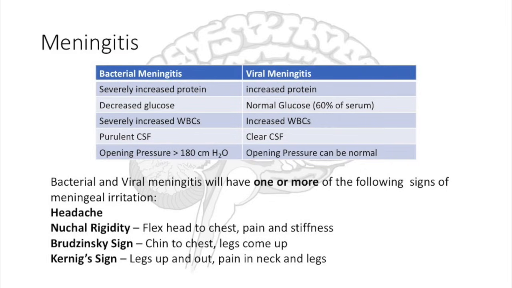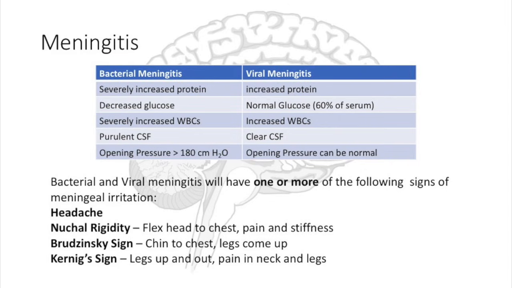So for bacterial meningitis, you have a severely increased protein in the CSF. You're going to have decreased glucose, severely increased white blood cells, purulent CSF, and an opening LP pressure of greater than 180 centimeters of water.